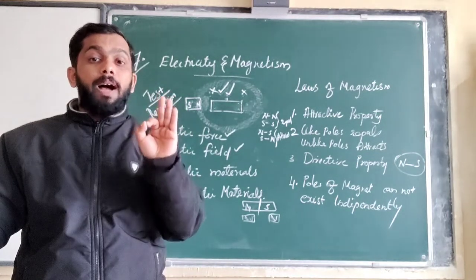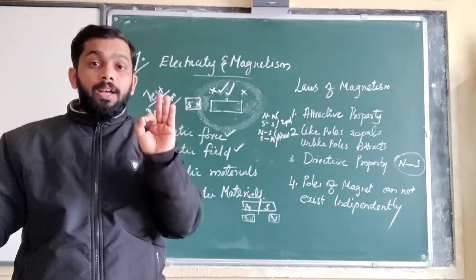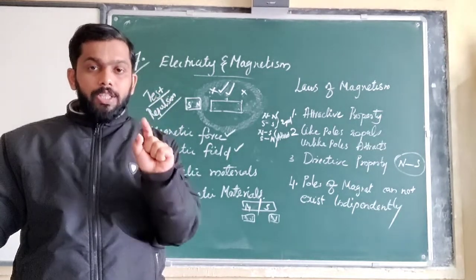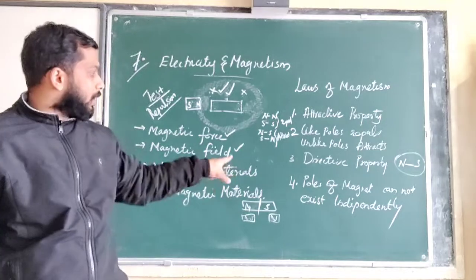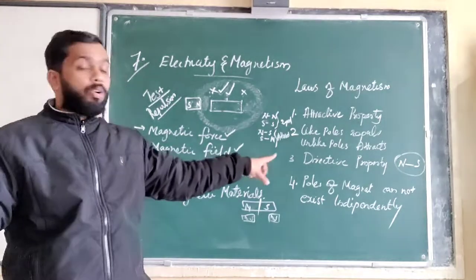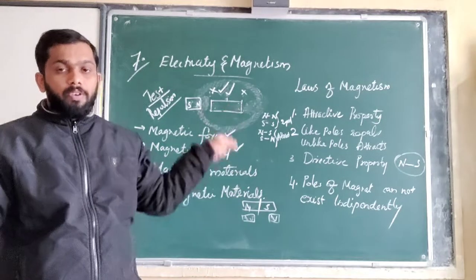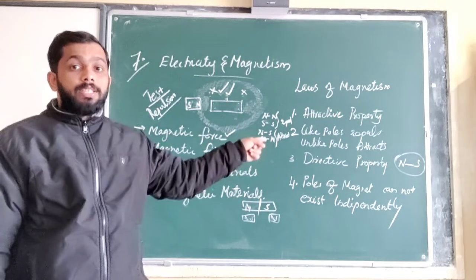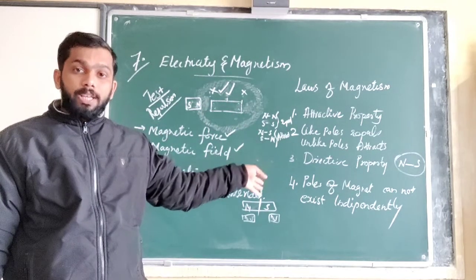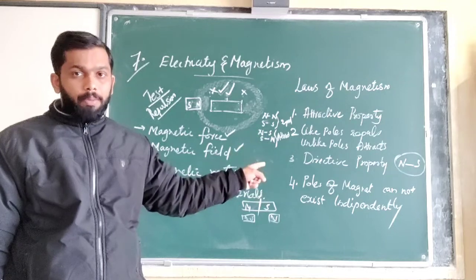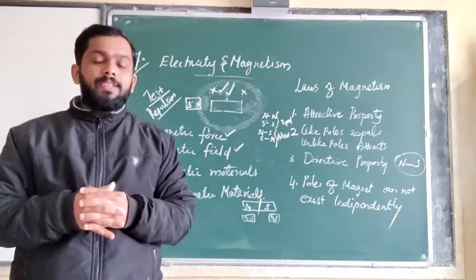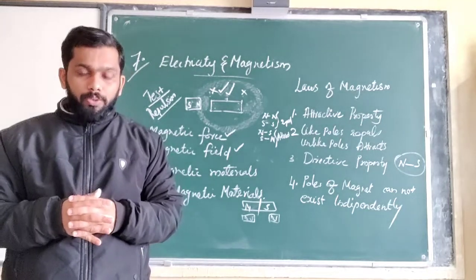A freely suspended bar magnet always lies or points towards the north-south direction. This property is called directive property. And the last one, poles of the magnet cannot exist independently. This much you have to write, and study well, because this can be asked in the annual exam for 4 marks. Very, very important. Okay. So study well, complete your homework, and if there is any doubt, you can contact me.